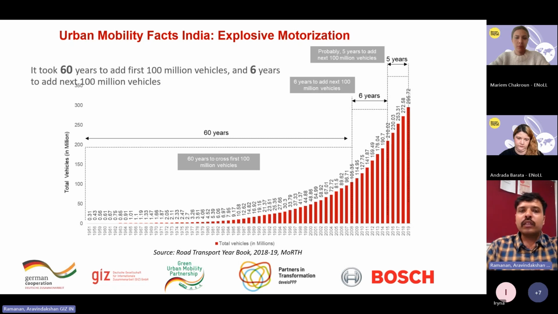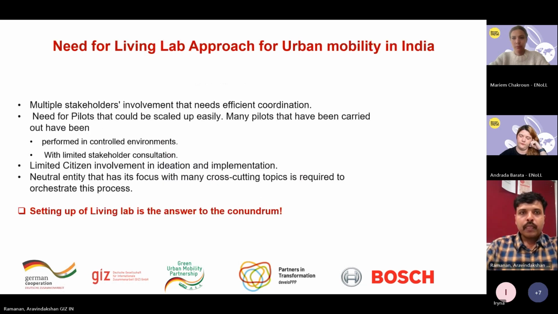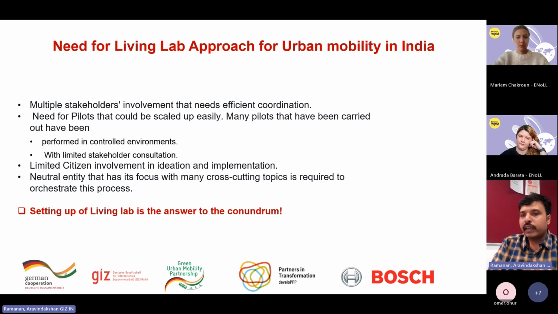So that's the reason we thought that we should set up a living lab related to mobility for Bangalore. And road safety is also one of the big concerns in India. 11% of the world's road accidents occur in India. Especially if you see urban mobility, there is a huge problem. For example, the metro systems, the bus systems, and the urban planning are all managed by different stakeholders in India. There is very little interaction between them. So everyone works in their own silos to develop their respective part of mobility.